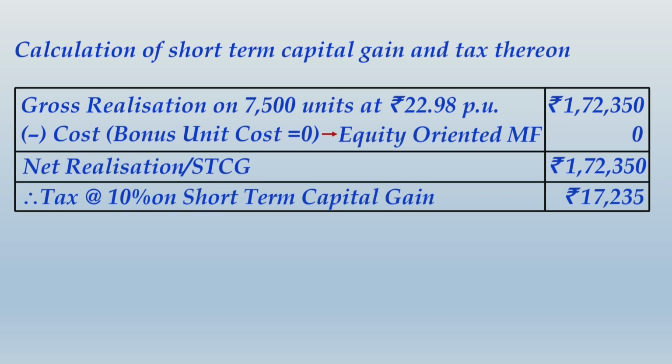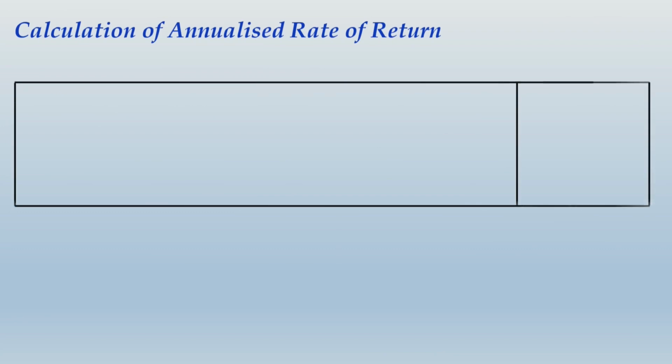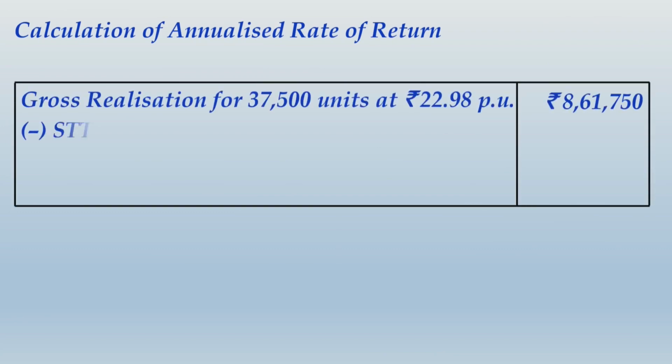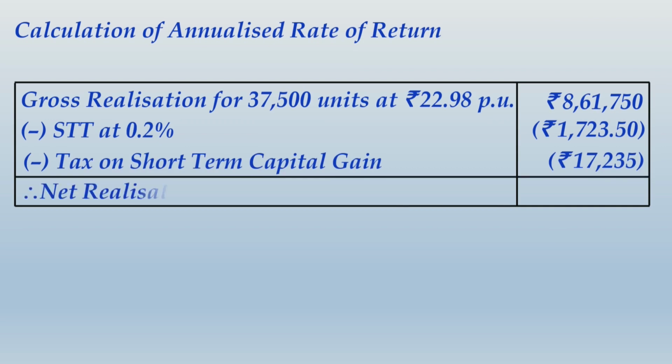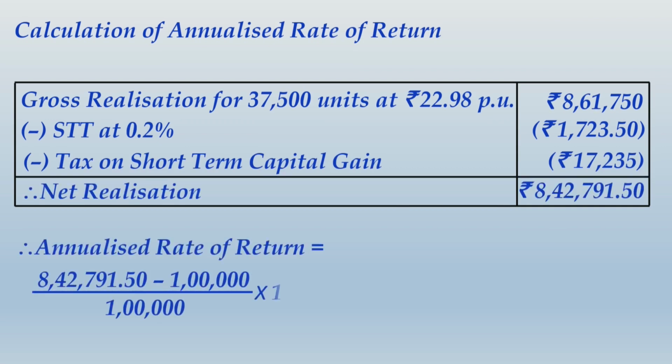Alright friends, you would have finished writing this working. Now let us move ahead and now calculate the rate of return on this plan B. This is going to be again a simple working. So you find the gross realization, from that you subtract STT and subtract tax on short term capital gain, and what you get is net realization. And the initial investment was still 1 lakh and the holding period is still 124 months.